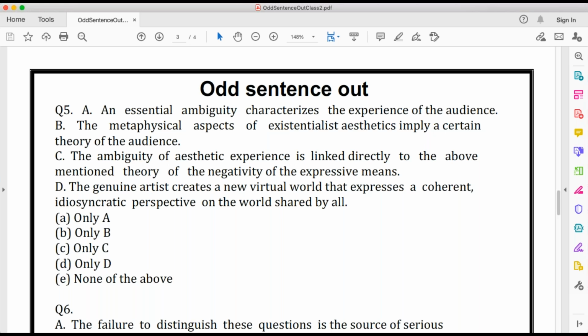Question number 5. Yes, Richa, these are CAT level. Odd sentence out, even in CAT, you will find very easy.